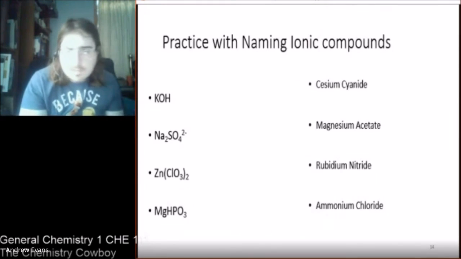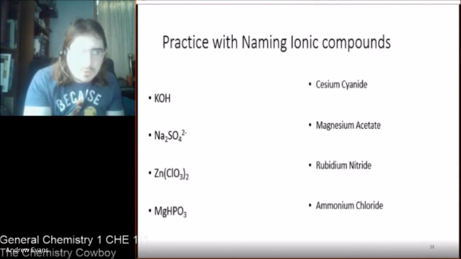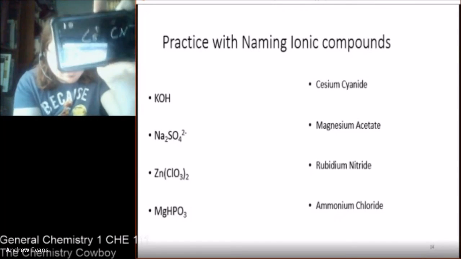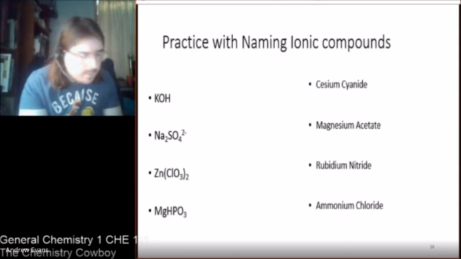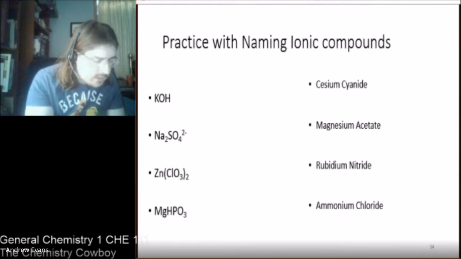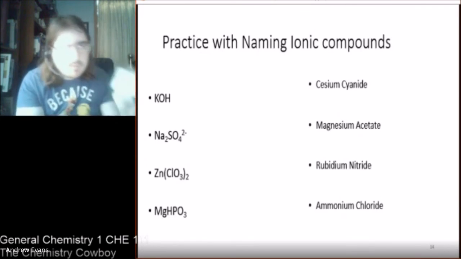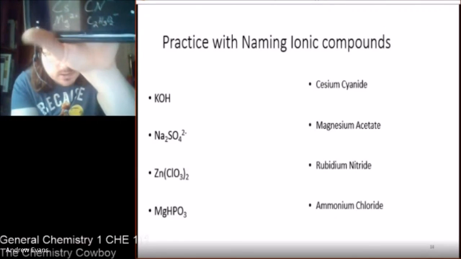Now coming to actually turning these into compounds. So cesium, group 1. Cesium is +1. Cyanide, -1. So I'm going to combine these together as cesium cyanide, CsCN. Magnesium acetate. So magnesium is 2+, acetate is C2H3O2 minus.